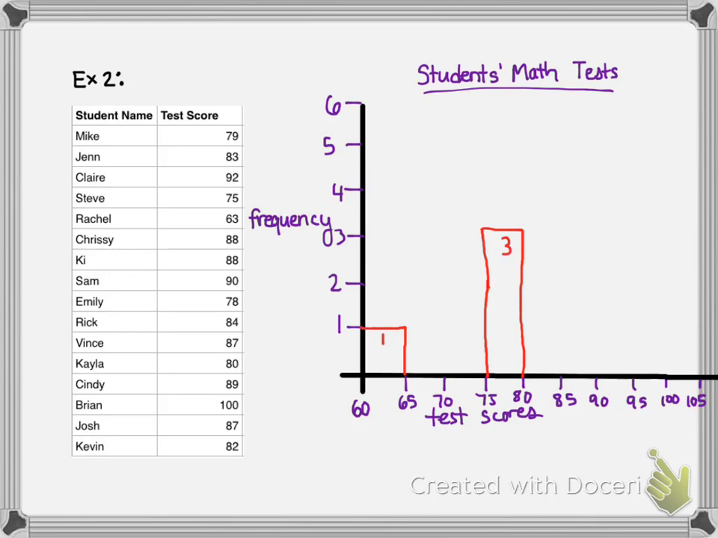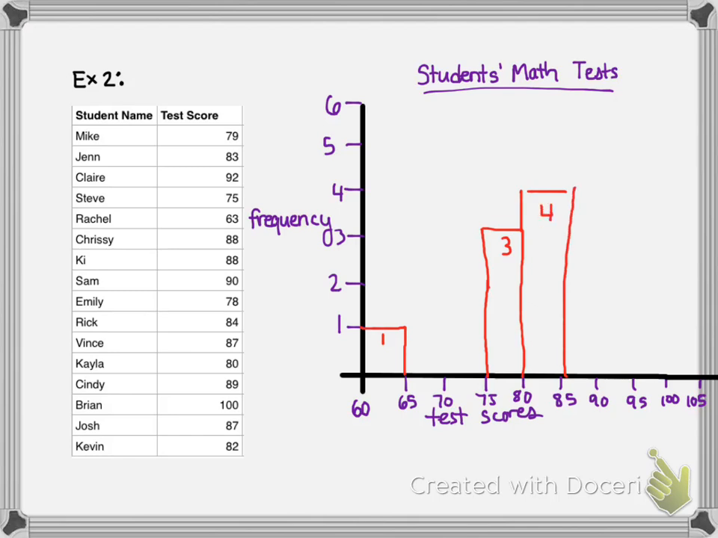Then 80 to 84, because we don't count the 85. Let's take a look. There's 1, 2, 3, 4. So that bar is going to be 4 tall. Notice again that my bar presses right against the bar next to it. Put a little 4 in it.